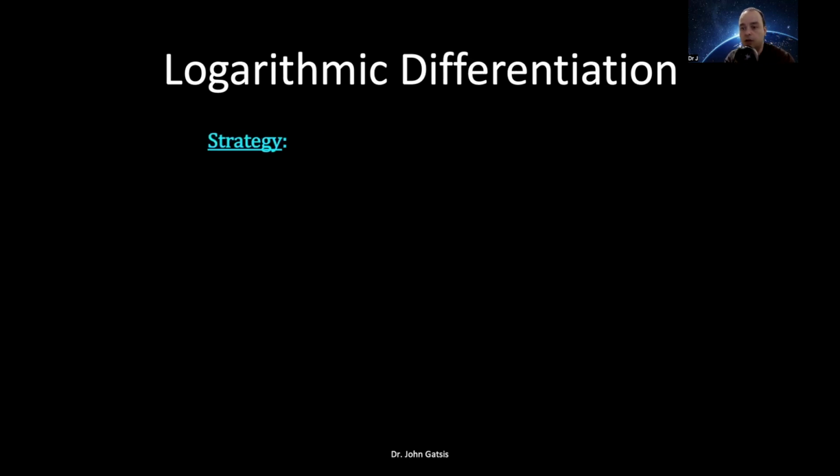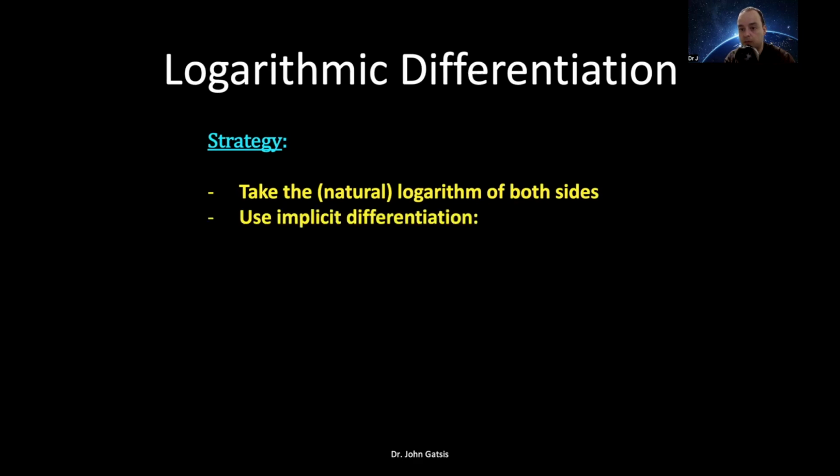The strategy that will be used for logarithmic differentiation includes taking the natural logarithm of both sides and then using implicit differentiation. So for example, if I take the derivative of ln y with respect to x, we would have the reciprocal of y, and then the chain rule would take effect here because y is implicitly defined in terms of x, and there you have that. And then ultimately you want to isolate for dy/dx to complete the problem.